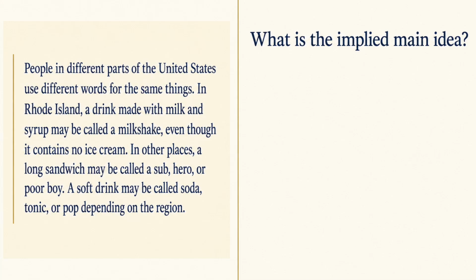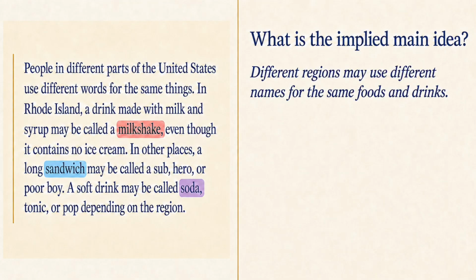What is the implied main idea? The paragraph is not only about milkshakes. It is not about sandwiches. It is not only about sodas. Those are examples. The larger point is different regions may use different names for the same foods and drinks. This is the implied main idea.